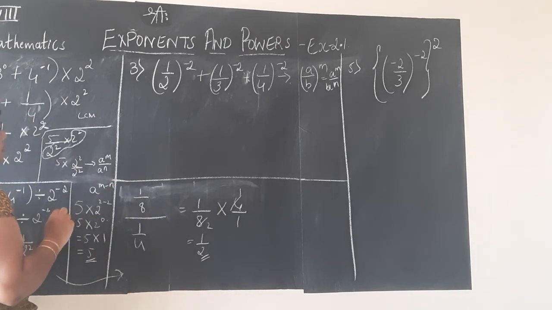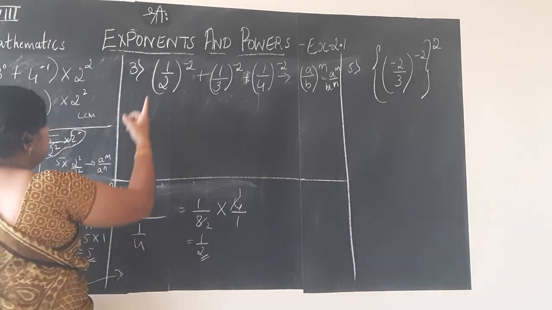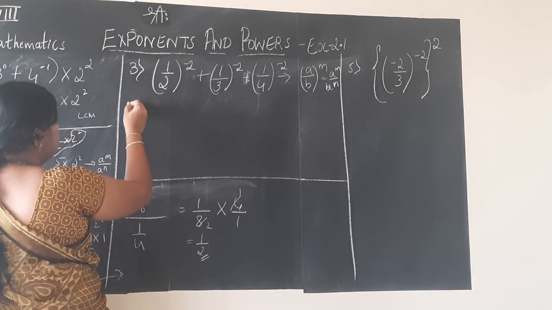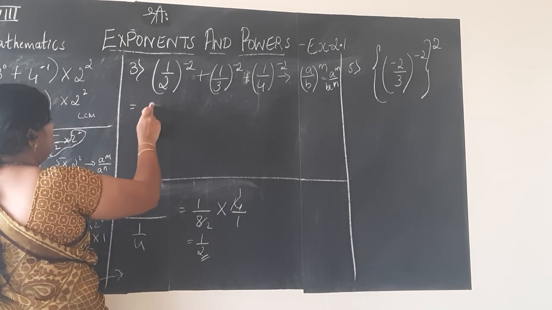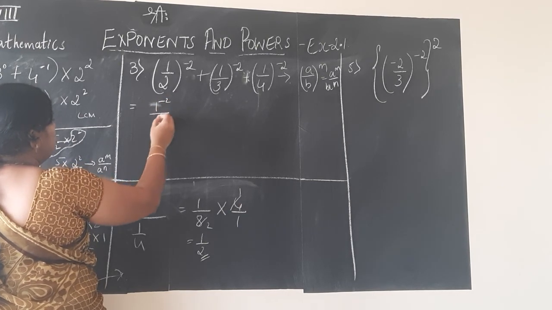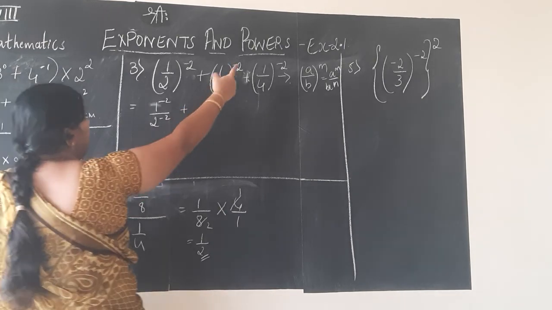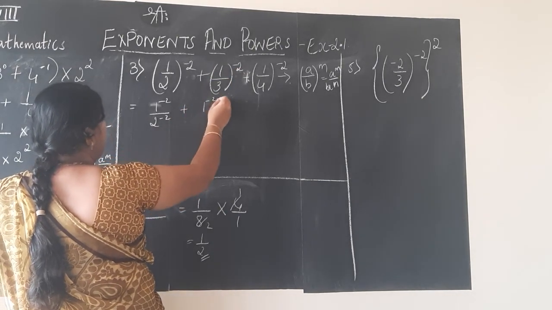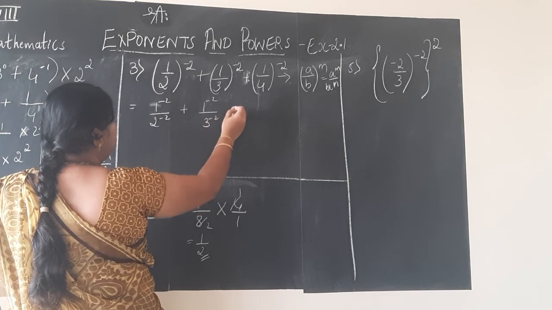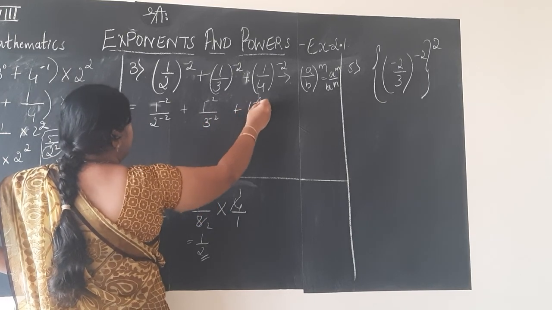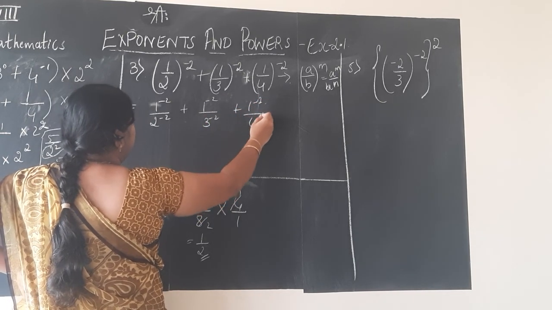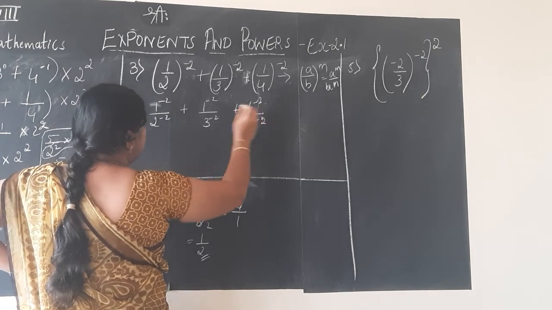Now this 1 by 2 to the power minus 2 is nothing but 1 to the power minus 2 divided by 2 to the power minus 2 plus, if I apply minus 2 here, 1 to the power minus 2 by 3 to the power minus 2 plus 1 to the power minus 2 by 4 to the power minus 2.